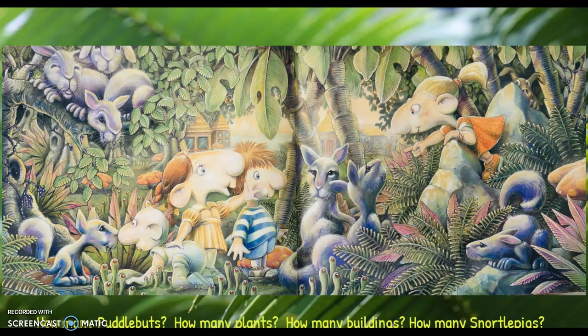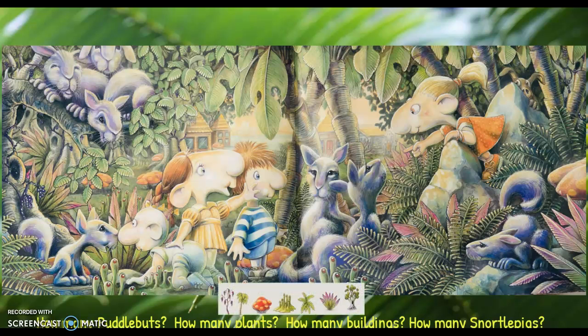The fisherman's children played games among the trees. They counted 7 playful puddle boots plus 1 Snortlepig, and a tiny little village grew. So how many puddle boots do you see? What about the number of plants, buildings, and where is that little Snortlepig?